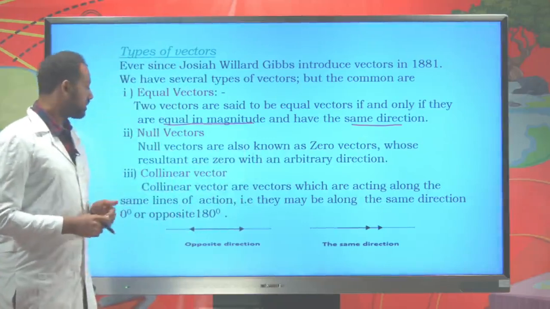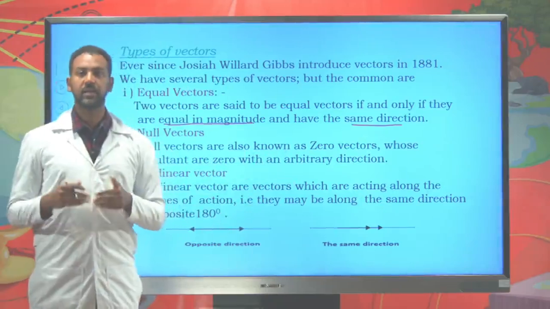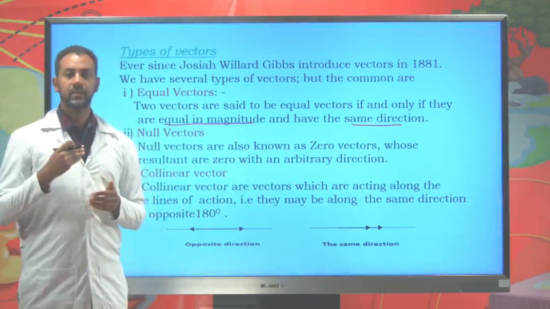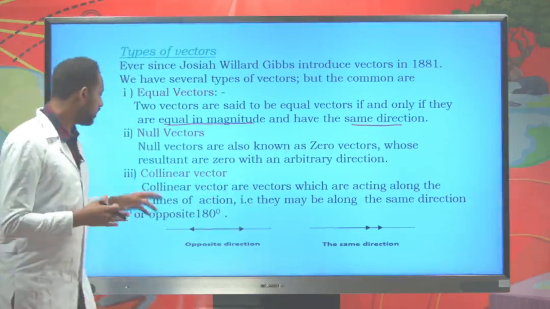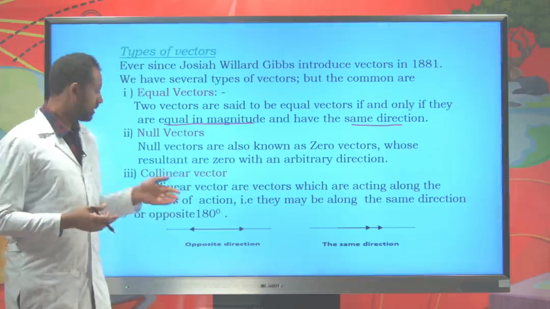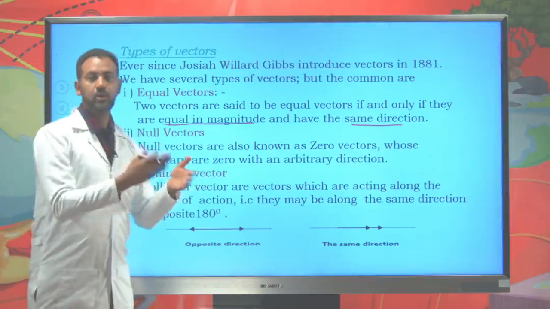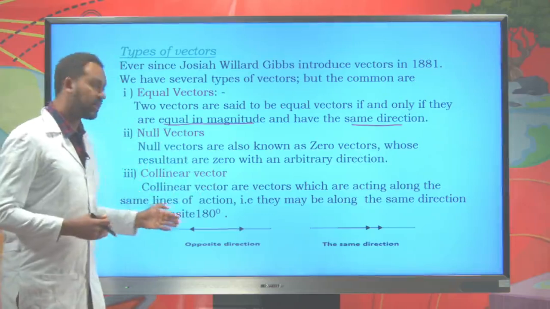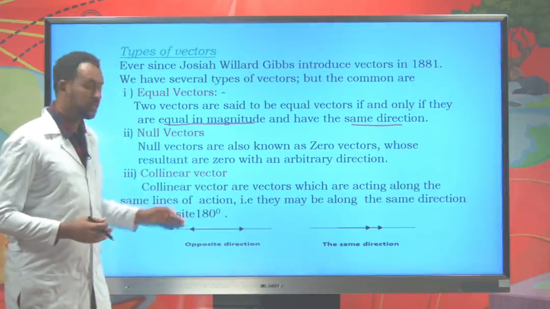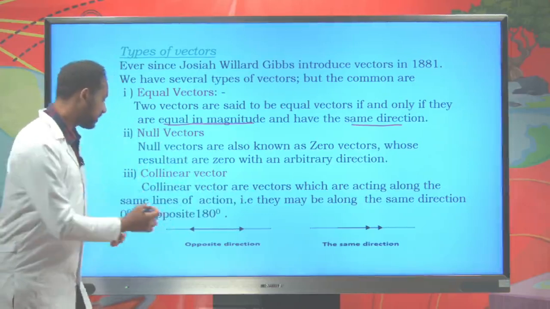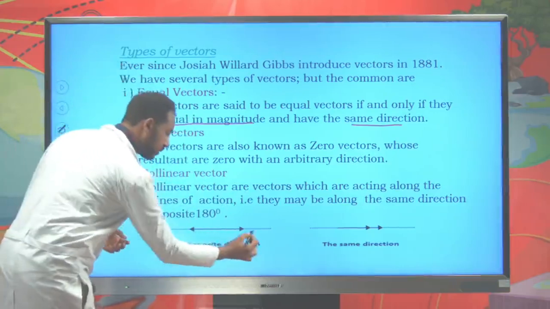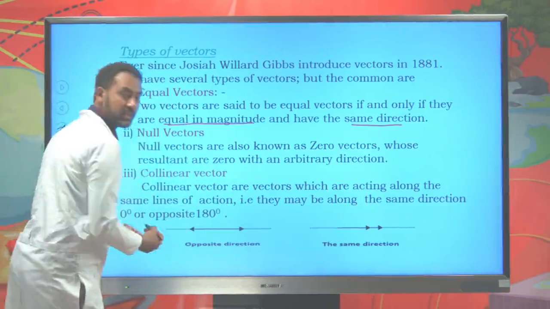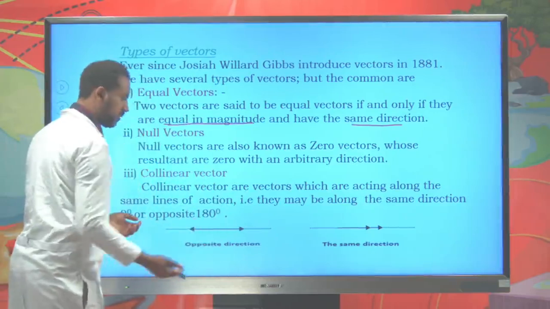And the other concept is the collinear vector. As the name implies, collinear means the same line. Vectors which are found on the same line are said to be collinear vectors. They might act along the same direction or opposite direction. As long as they are found on the same line of action, they are called collinear vectors. Here we have two opposite vectors. They are acting oppositely, but they are found on the same line of action, so they are said to be collinear.